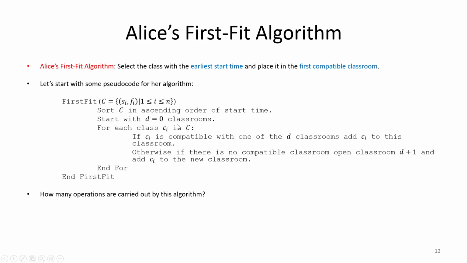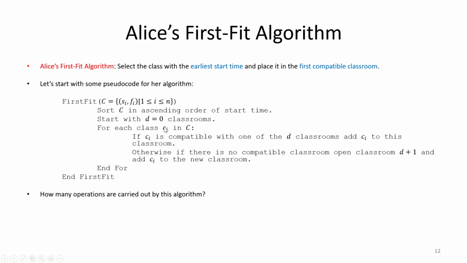So say we've got our class, Ci. Now, if it's compatible with one of the classrooms we have, add C to that classroom. We're done. I haven't really said how to check if it's compatible. I haven't said what order we're going through the d classrooms. That's critical here. There's sort of a hidden loop, maybe. There's a hidden something going on here. How did I go check it with all d classrooms?